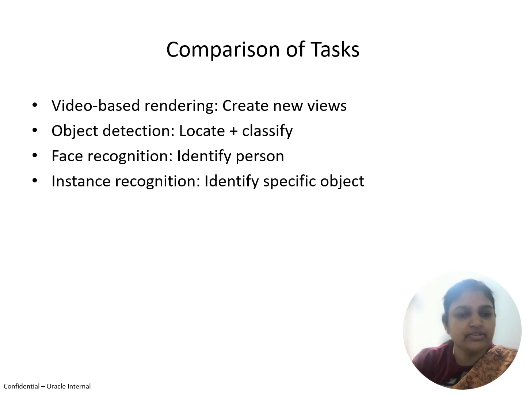So this is the comparison of tasks. First one is video based rendering, which creates new views. Object detection is to locate and classify what the objects are. Face recognition is to identify the face, or identify who that is. And instance recognition is to identify a specific object. If you want to specify some object, it recognizes the specific one. These are the tasks that we have discussed, in brief.